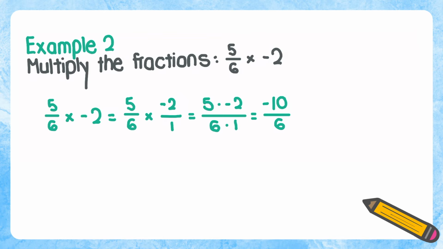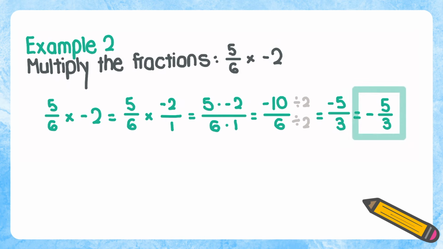How do we simplify this? We can divide both the numerator and the denominator by 2. And then negative 10 divided by 2 equals negative 5. And 6 divided by 2 equals 3. Let me rewrite this so the negative is just on the outside. We get negative 5 over 3. So our final answer here is negative 5 over 3.